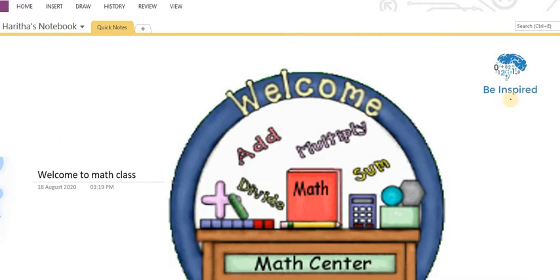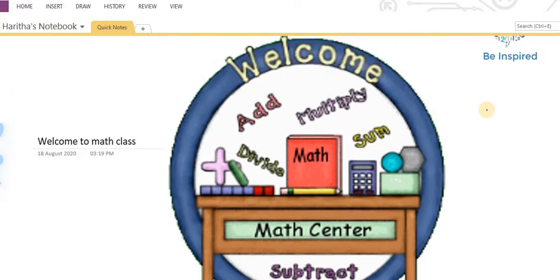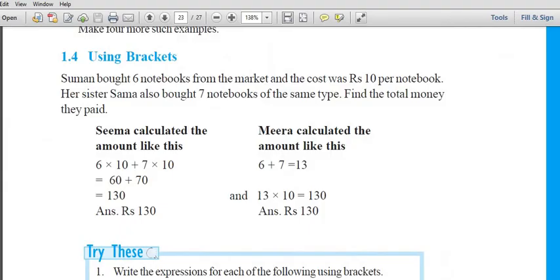Hi students, till yesterday we just completed estimation or round off to nearest tens, hundreds, thousands, and along with that estimation to addition, subtraction and multiplication also we did, right? And we learned the general rule of round off, that also we just completed. And now we are moving on to our next topic called using brackets. In what kind of situations you need brackets, we will see in today's class.